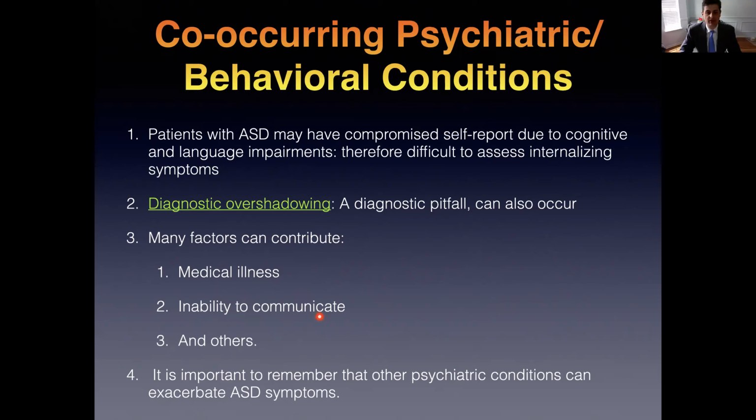But it's important to remember, too, that psychiatric conditions can exacerbate autism symptoms. I'll give you an example. Let's say someone has autism and they have few friends and social settings are not great for them because they feel challenged in their ability to communicate socially.